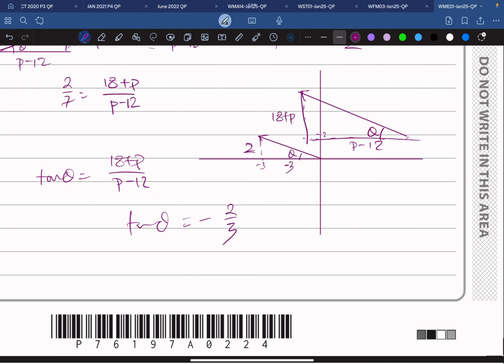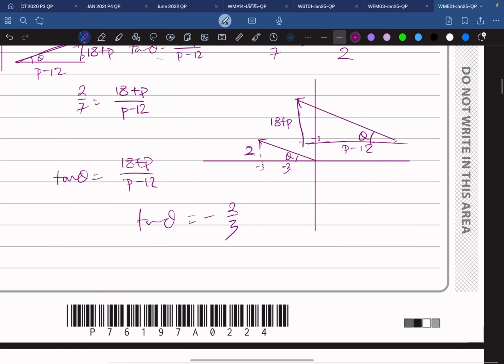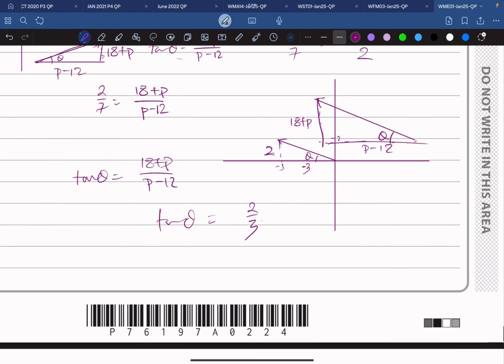I know it's a little bit counterintuitive. I haven't found a way to actually explain this, even to myself, but that is how it should be. So you wouldn't just do 2 over 3, okay, and then just equate 2 over 3 to this. You wouldn't do that. What you would have to do is take minus 2 over 3 and then equate it to 18 plus p divided by p minus 12. I hope that makes sense.